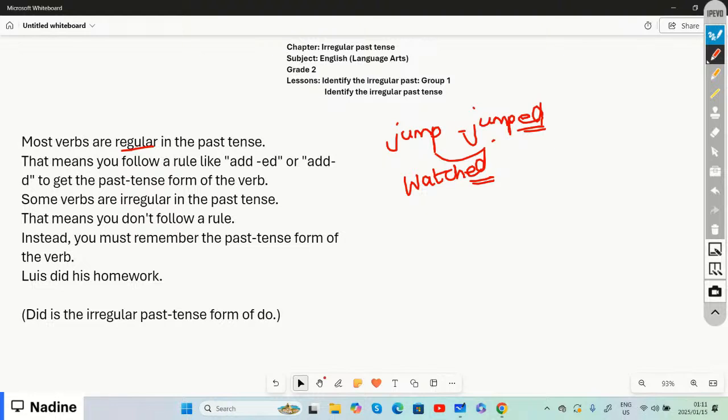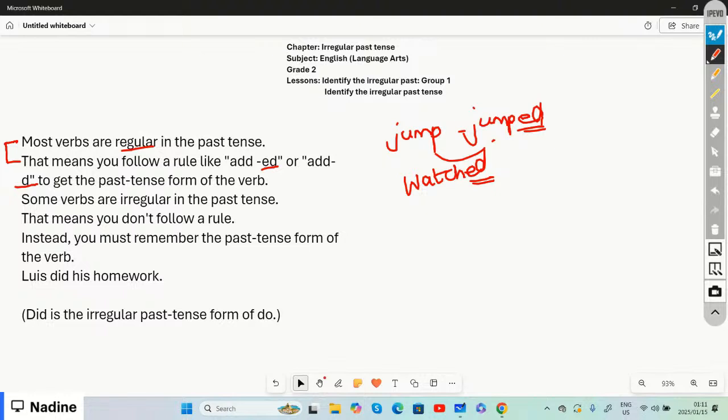Yes, we are doing irregular past tense, but as you can see here, it first tells us that most of the verbs are regular, right? So first we are focusing on regular, and when we do the regular past tense, then our past tense verb ends with an ed or it ends with a d to get the past tense form of the verb, right? That is the regular past tense. So you'll have words like jumped and watched and danced and played.